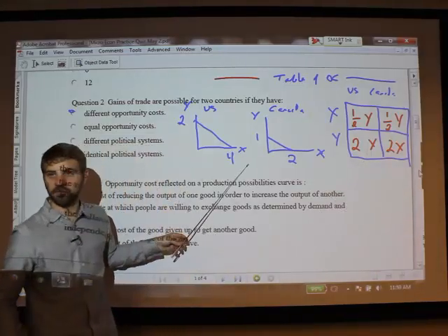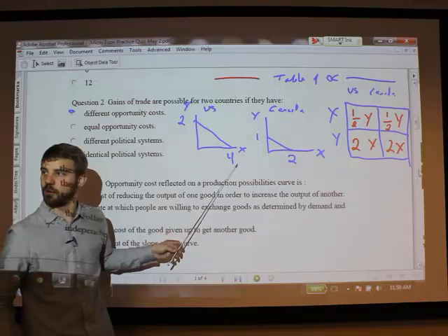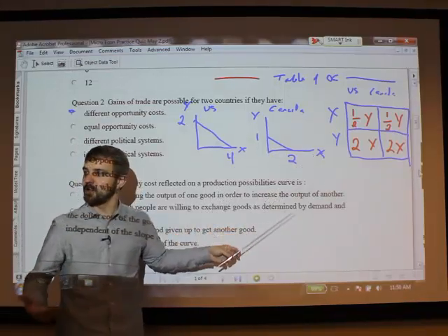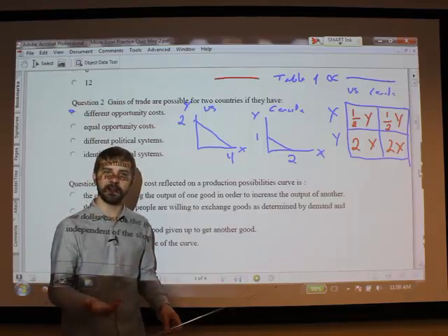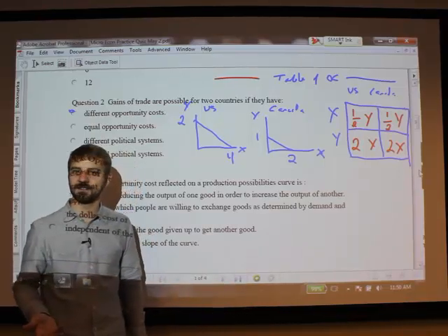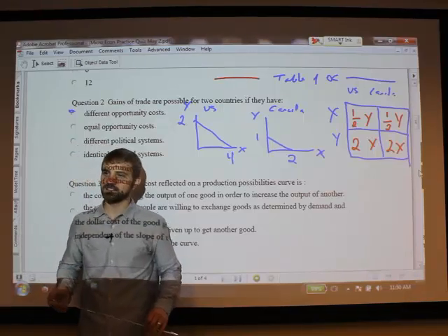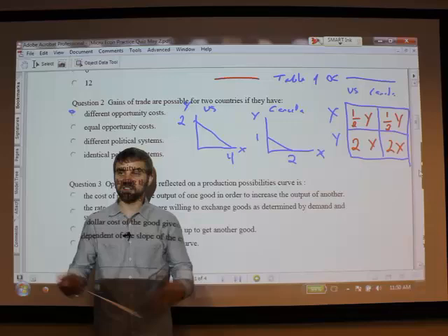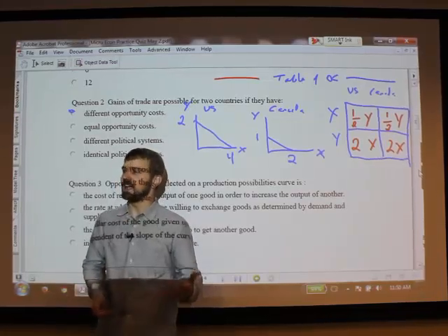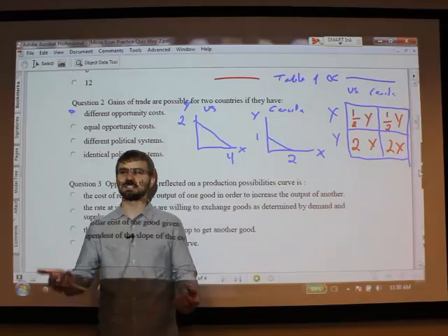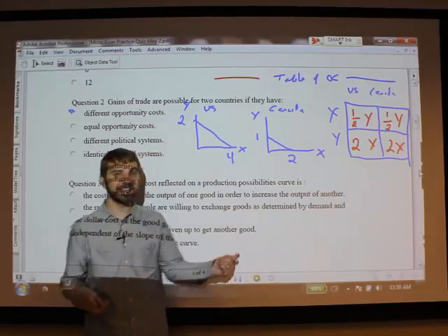The US has an absolute advantage in both. It can produce more of both. But it doesn't have a comparative advantage. In order to have a comparative advantage in something, you have to have a lower opportunity cost. And so what this suggests is diversity is a good thing. It's good for the countries to be different, because if they have different opportunity costs, they can specialize and trade. But here they can't.